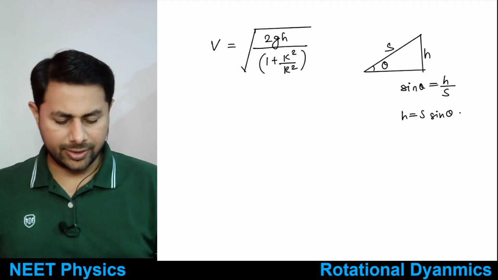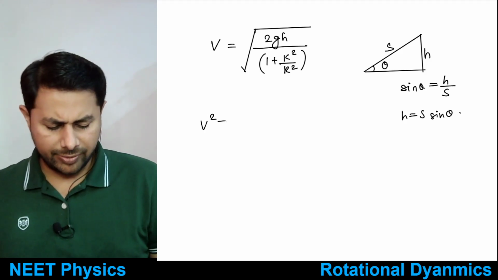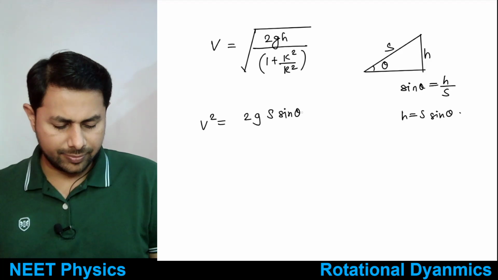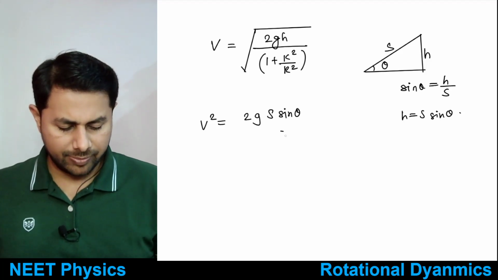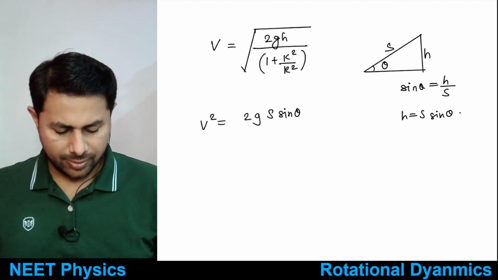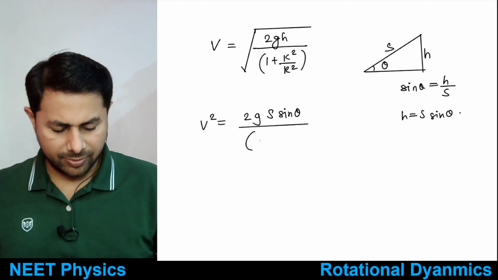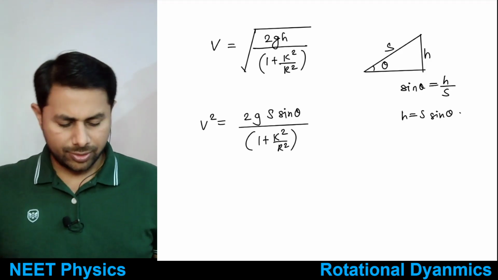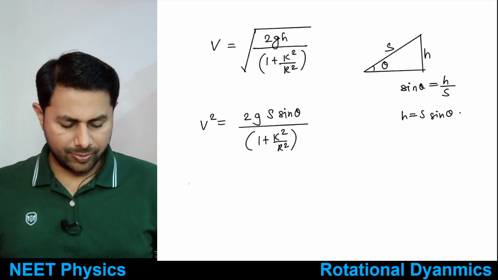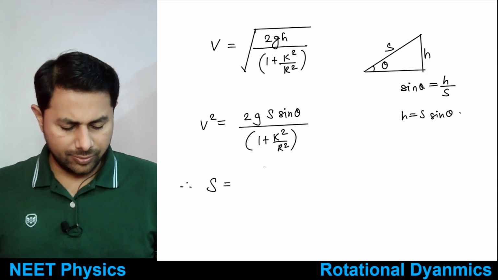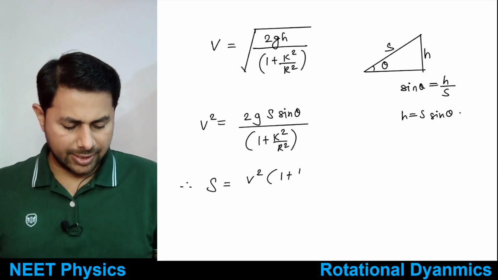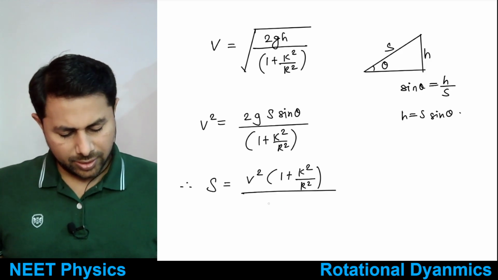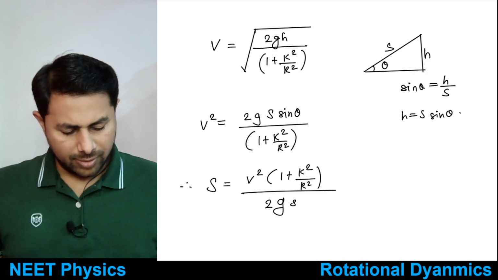Just substitute that here. Okay, so you have v square is equal to 2 times g into s sine theta, right, divided by this factor 1 plus k square by r square. And then you want s, no? So move everything else to the other side, and therefore s is equal to v square times 1 plus k square upon r square divided by 2 times g multiplied by sine theta.